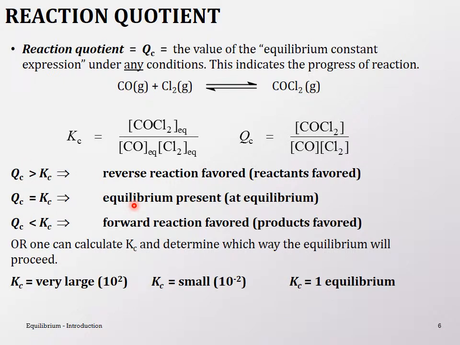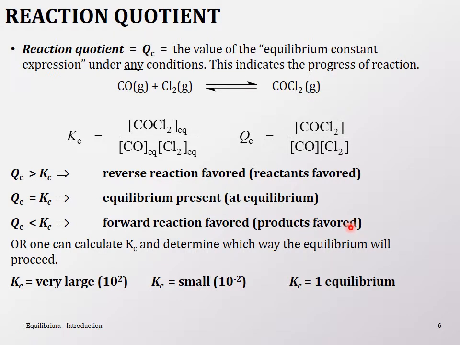And I'm very sorry, you have to remember this. There is no other way. So if Qc is more than Kc, then the reverse reaction is happening. And if Qc is less than Kc, then the forward reaction is happening, which means that you're just starting to form the products. It's just starting to happen.